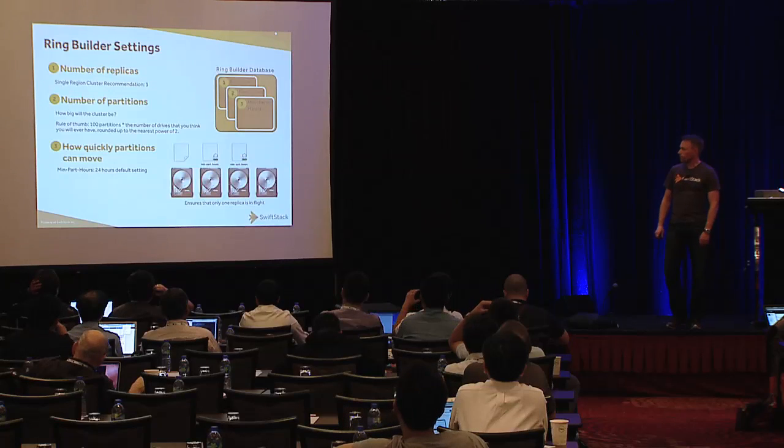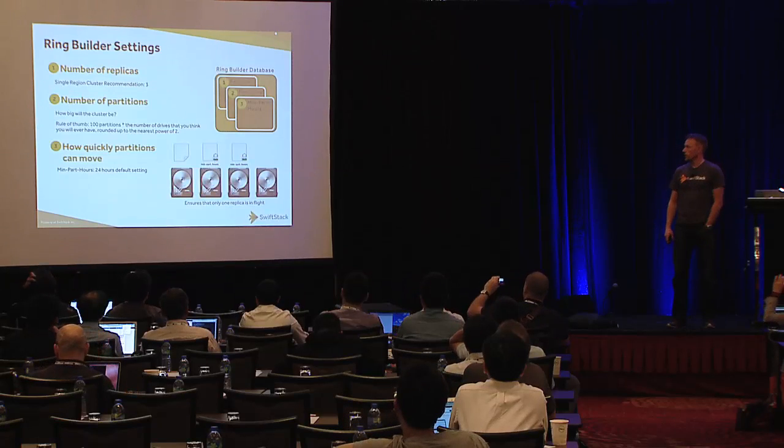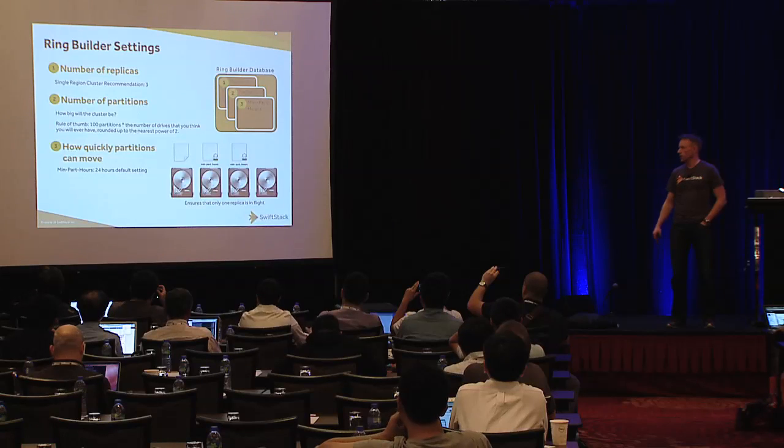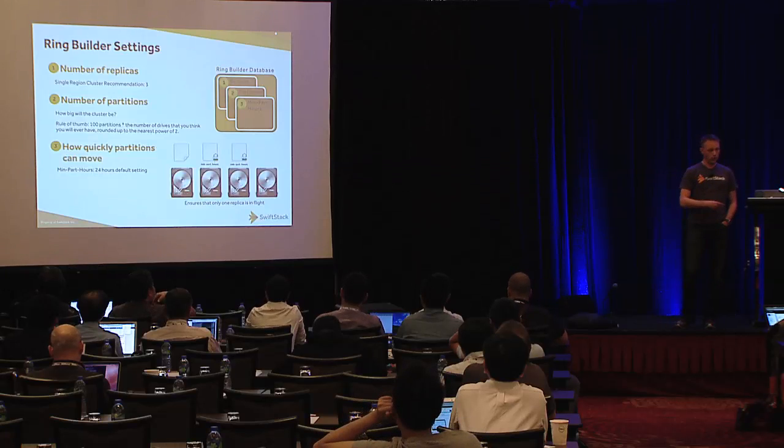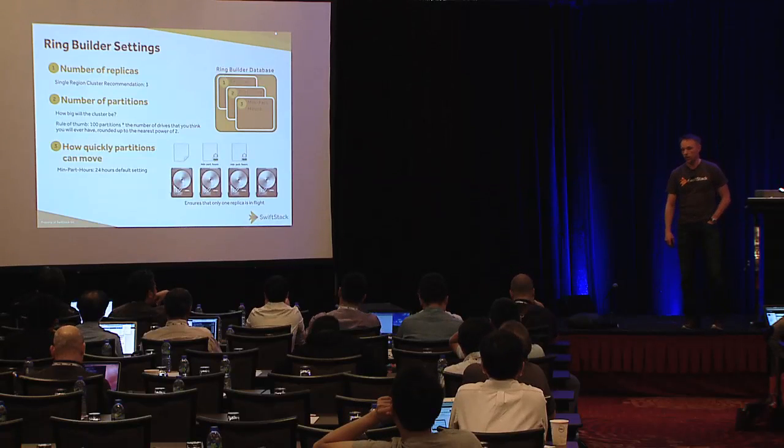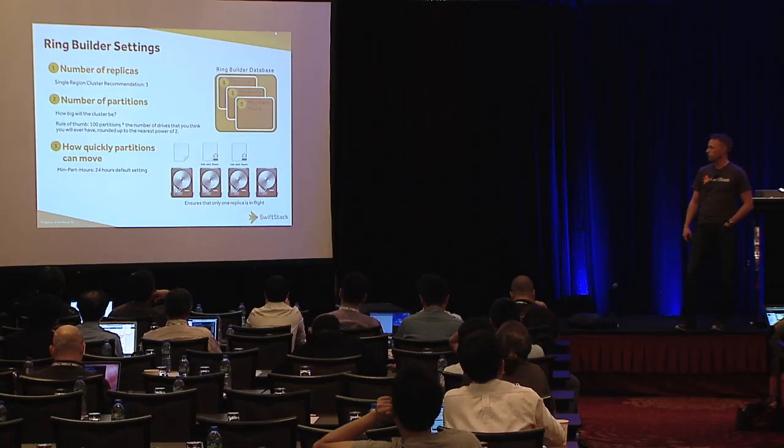All right. So the number of replicas. The ring builder settings takes three different parameters. It's the number of replicas, which typically we recommend to use three in a regular cluster. That's a value that can be changed depending on your needs. But three is typically a good value to use. The number of partitions.